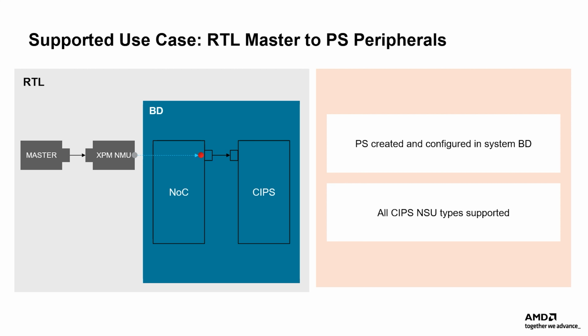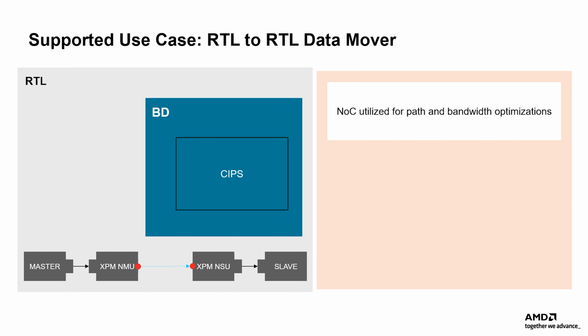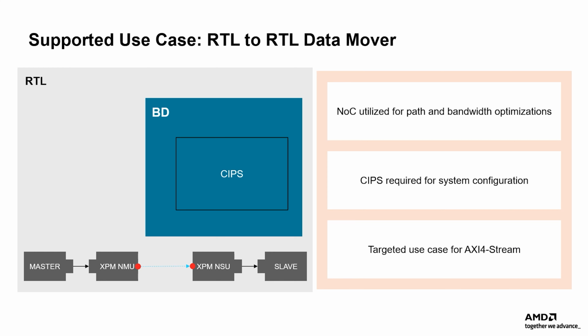The last use case is data moving from RTL NMUs to RTL NSUs. Here, the connection is established with endpoints that reside in the RTL only. The SIPs is required for system configuration. This is a targeted use case for the AXI4 stream interface.